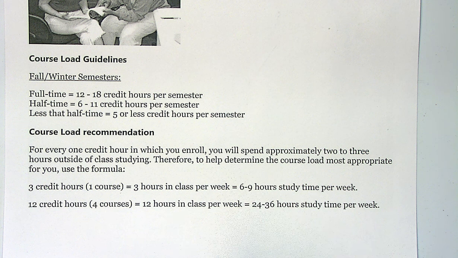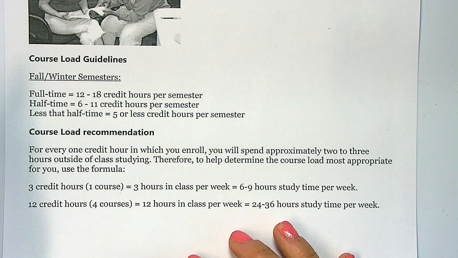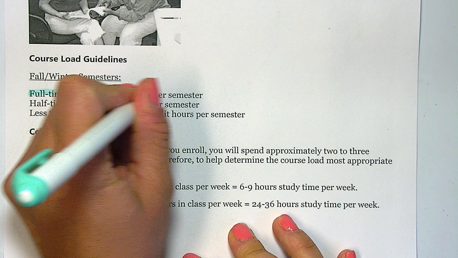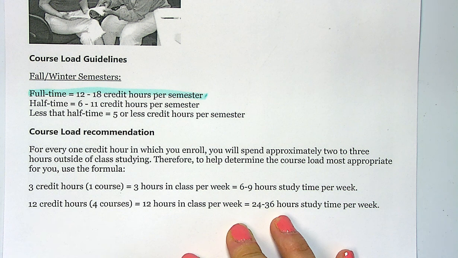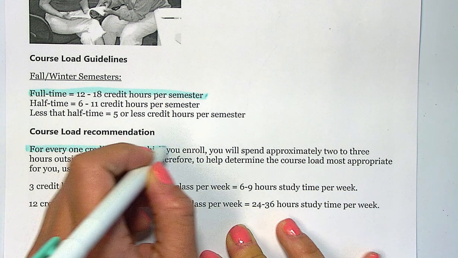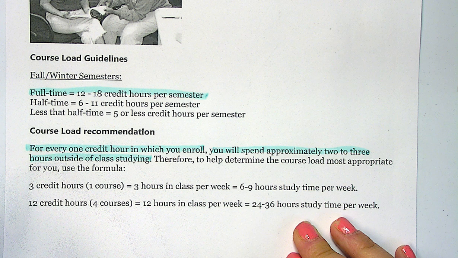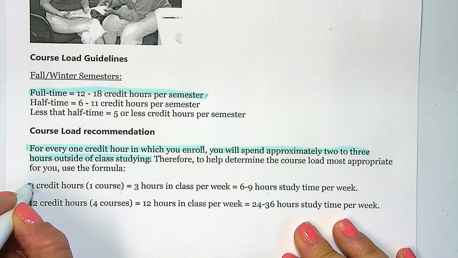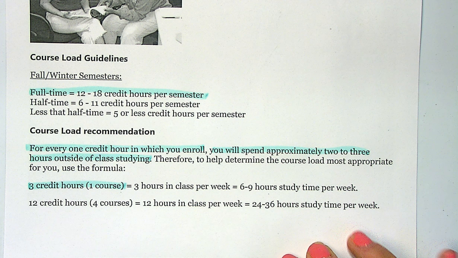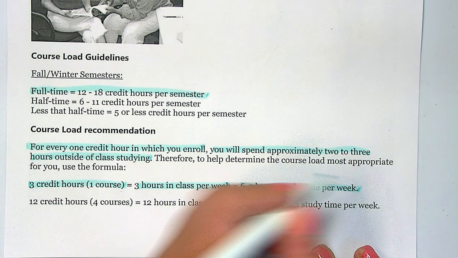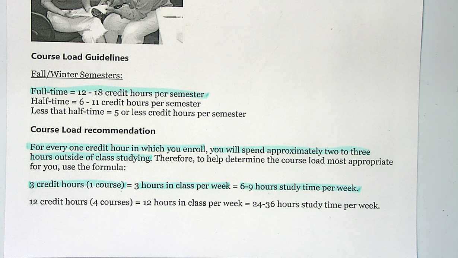So in this one, I am going to look at, let's see, full-time is 12 to 18 credits per semester. And for every 1 credit hour in which you enroll, you will spend approximately 2 to 3 hours outside of class studying. Therefore, 3 credit hours, which is 1 course, equals 3 hours in class, equals 6 to 9 hours per week of studying.